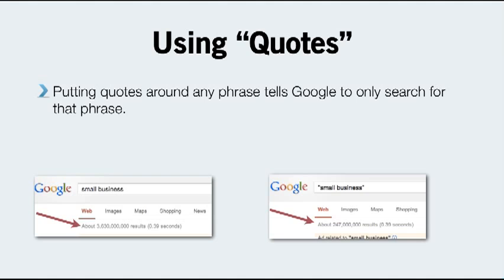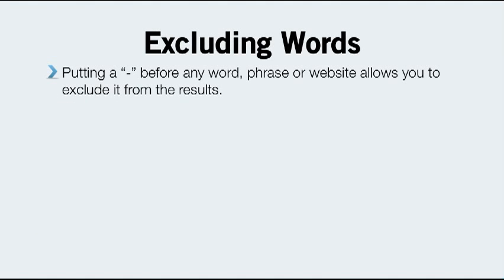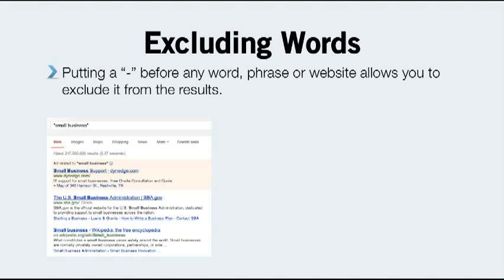Now, let me just give you one more. And this is just something helpful that you can use, especially when you're trying to narrow down your search. And this is just putting a minus sign before any word, any phrase, or any website. It allows you to exclude those results from Google. Let me give you a quick example. If I'm searching back to the small business example, and I put this search, we did our phrase, that's great.